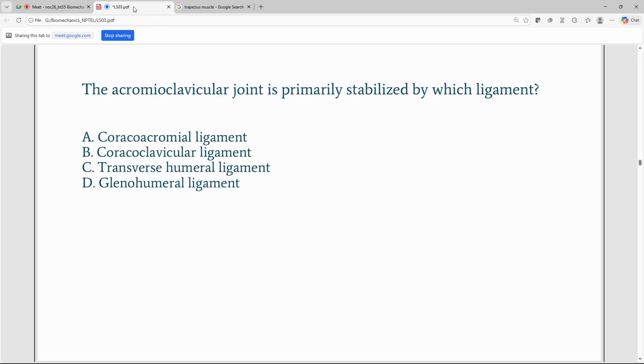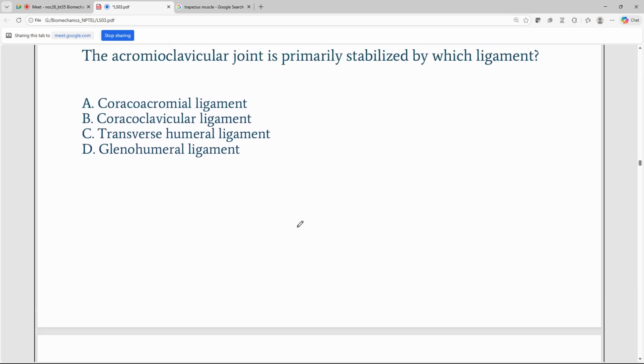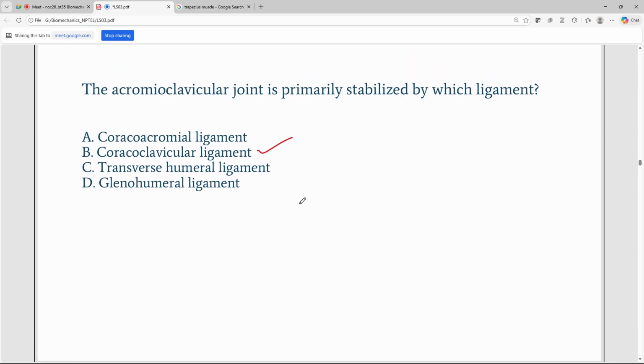Our answer is option B, that is coracoclavicular joint. Sorry, coracoclavicular ligament. Option B is our answer. This one will be there when the ligament portions are discussed in the videos. So for the time being, just remember this one, coracoclavicular ligament.